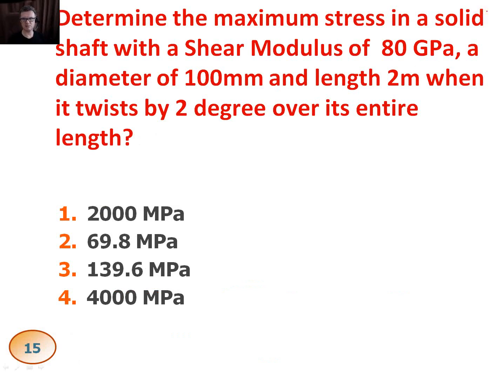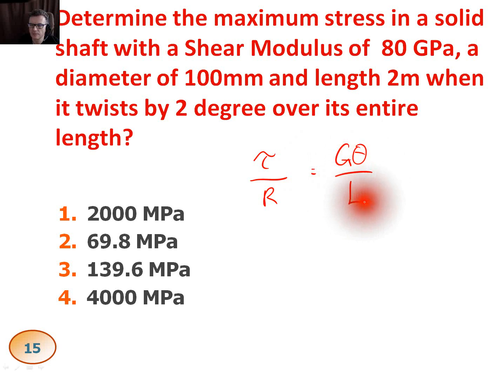So determine the maximum stress in the solid shaft with a shear modulus of 80 gigapascals, a diameter of 100 millimeters and length 2 meters, when it twists by 2 degrees. So I'm going to be using the last two columns of my torsion engineering equation. We've got the length there. We've got the diameter, and the radius, we'll take the diameter and halve it. What else do we have? We've got the shear modulus, and we're told to use 2 degrees there. So that will give me the maximum stress.